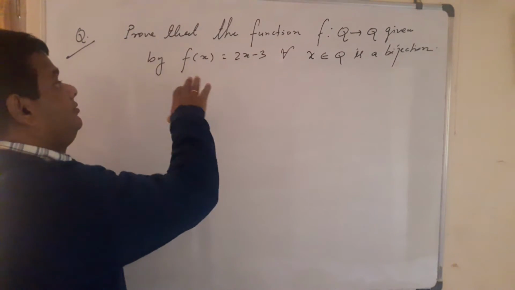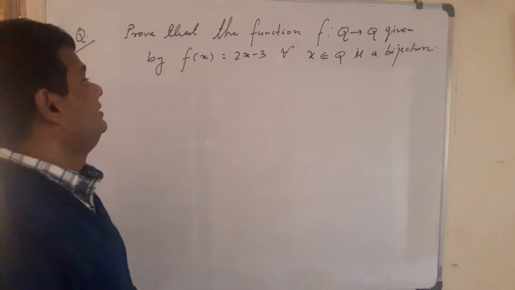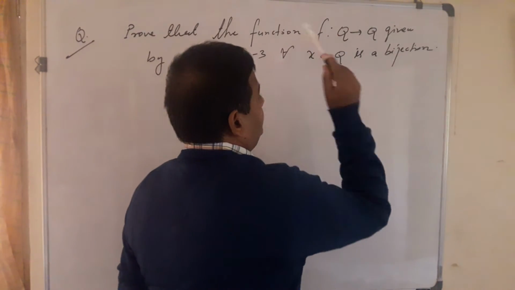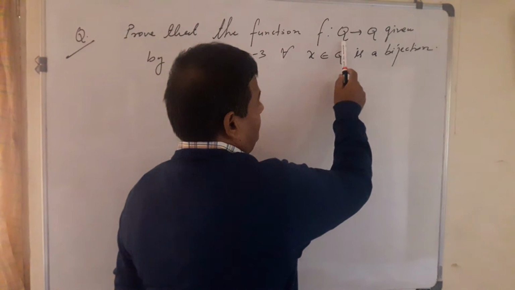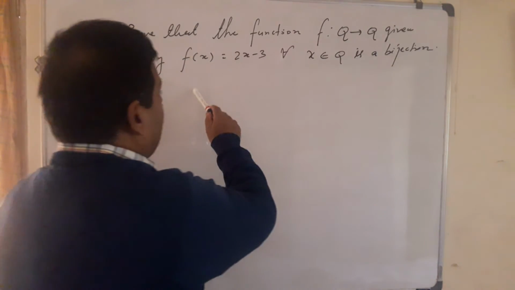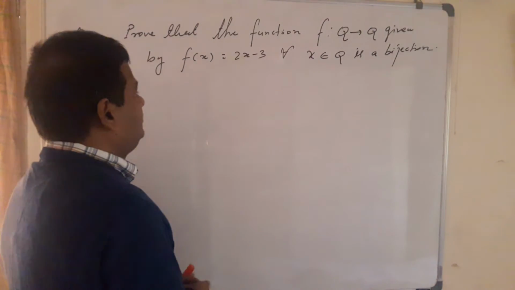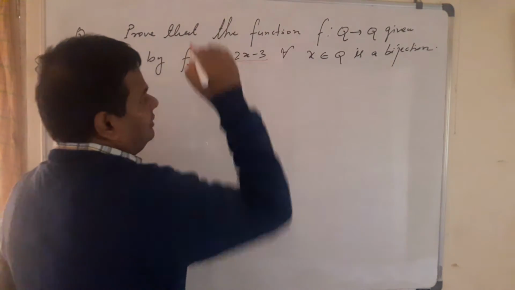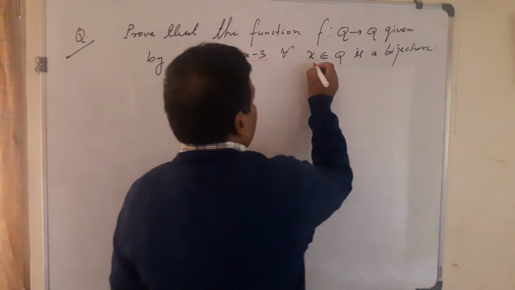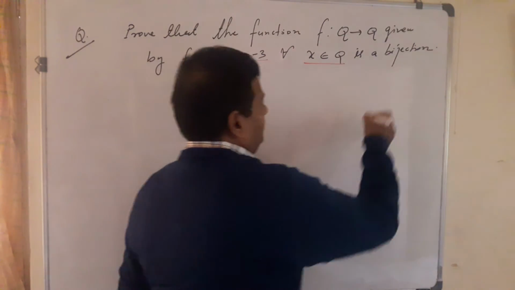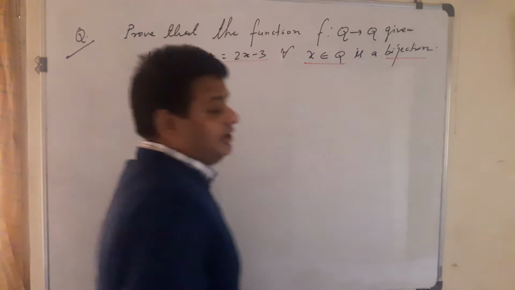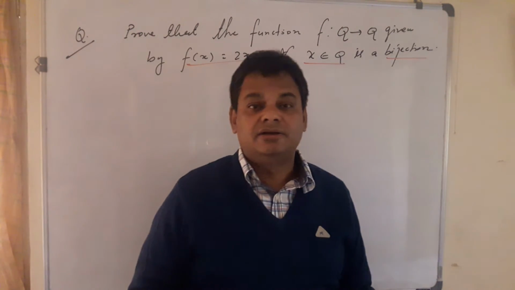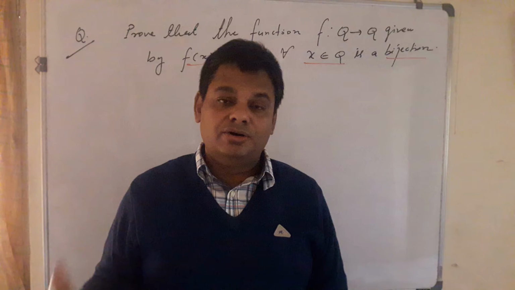Now here we have to prove that the function f: Q to Q, where Q is the set of rational numbers, given by f(x) = 2x + 3 for all x belongs to Q, is a bijection. So for a bijection, we have to prove that it is one-one and onto.